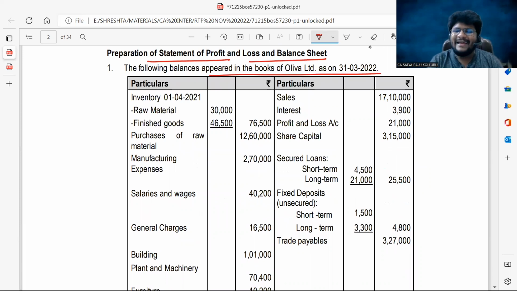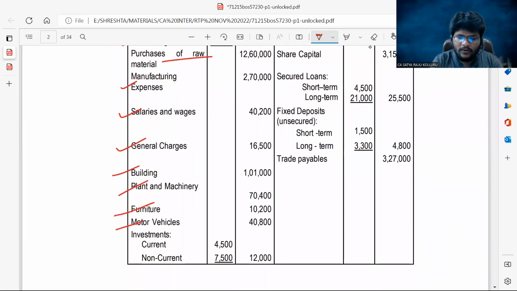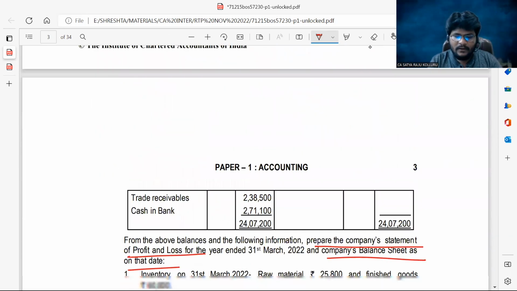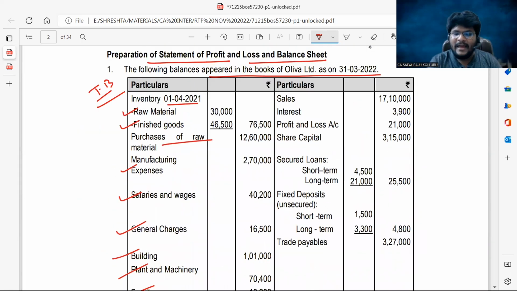These are the assets, liabilities, incomes, expenses, all the information, which you can simply call TB, trial balance. How do you know, sir? Because if you check inventory, opening stock was given, raw material, finished goods, purchases of raw material, manufacturing expenses, salaries and wages, general charges, building, plant and machinery, furniture, motor vehicles, investments, both current and non-current investments were given, trade receivables, cash in bank. It includes both the assets and expenses having debit balance. These all are having debit balance.